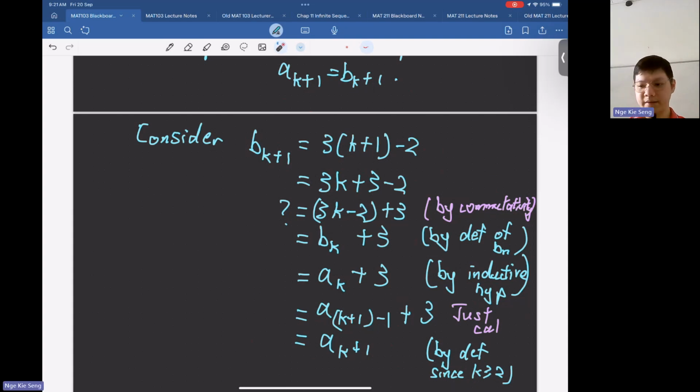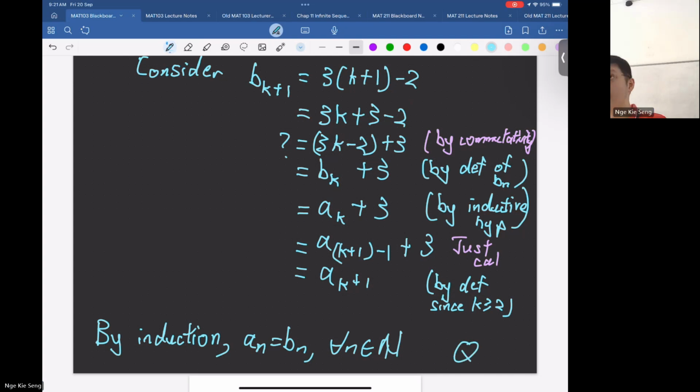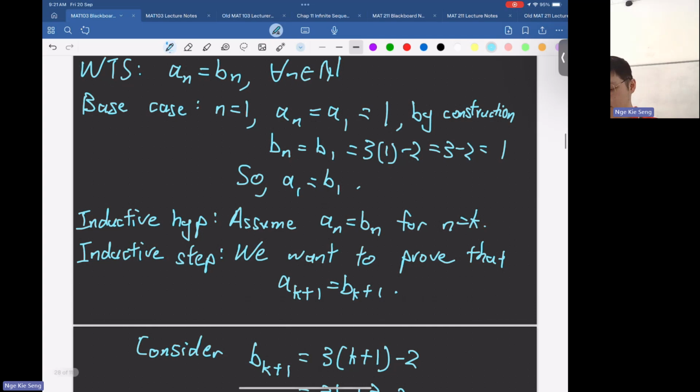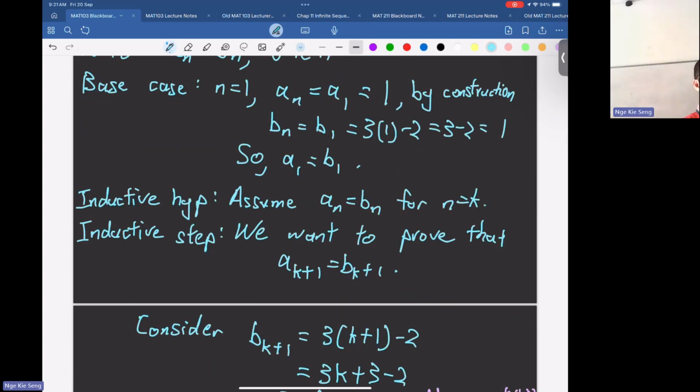So are we done yet? Yes, we are done. So by induction, a_n equals b_n for all n. A side question: do you know why this inductive proof is designed in this three-step way? Do you know why once you prove these three steps, it is done for infinite terms?